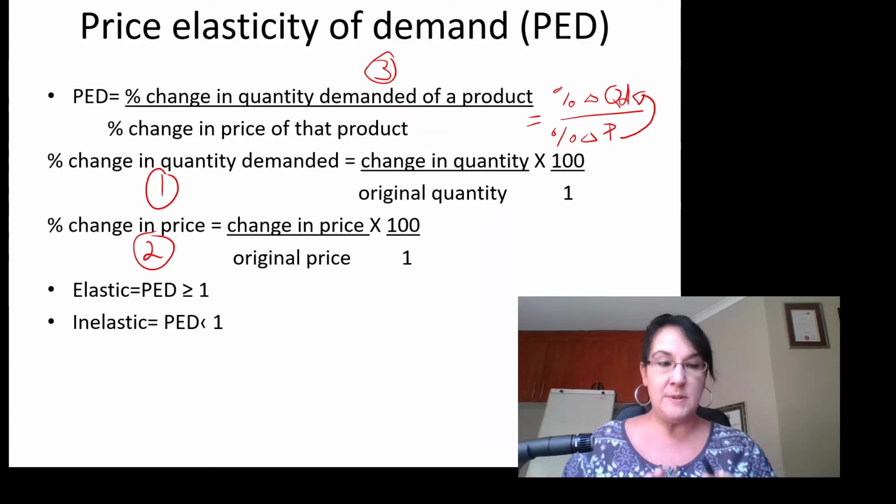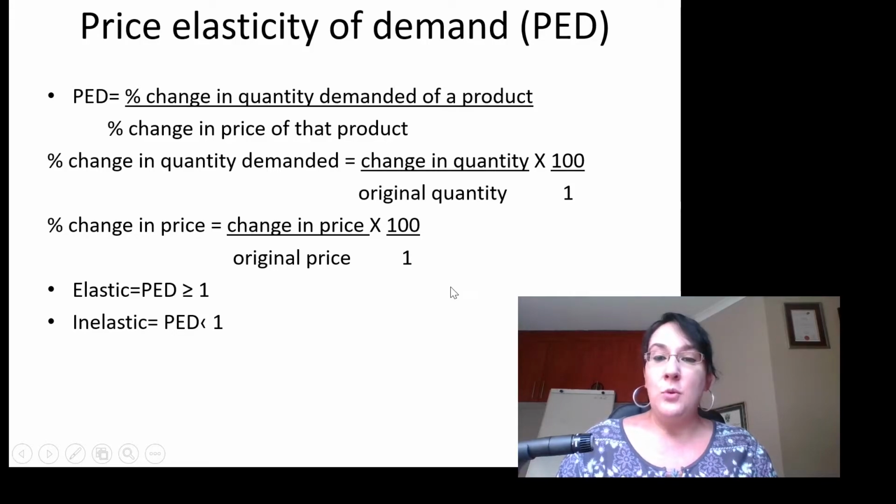Follow the steps. So when I'm looking at my formula, I just want to focus your attention on part 1. Part 1 says the change in the quantity demanded. It's the change in the quantity divided by the original quantity times 100, because I'm working out a percentage there.